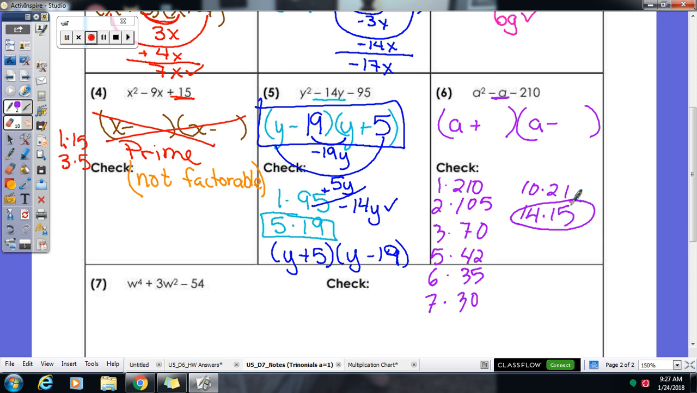Which one should be my negative? 15. And then the 14 goes there. Again, if you can't look at it right away and be able to tell which one should be your negative, do your check. Little smile, 14a. Big smile, negative 15a. There's your negative 1a, which is what our middle term is.